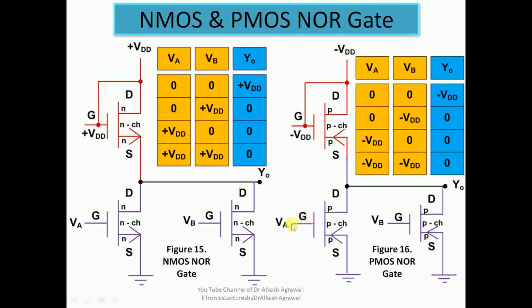In all the other three cases, when VA is given a high logic, or VB is given a high logic, or both are given a high logic: when VA is given a high logic, this transistor will be on and the output is pulled down to ground. If VB is given a high logic, this transistor will be on and the output is pulled down to ground. So we get a low logic output. If both inputs are given a high logic, both transistors will be on and again we get a low logic output. So we have the same kind of functioning.